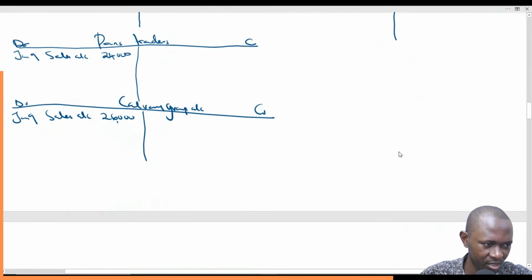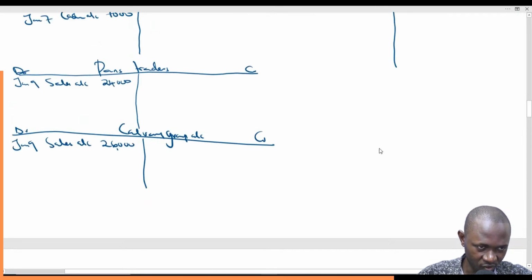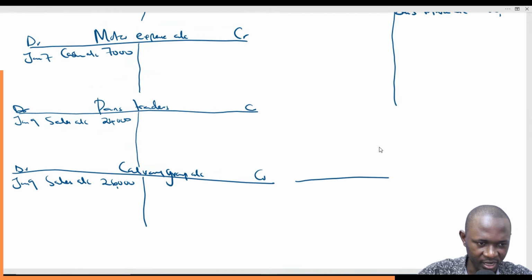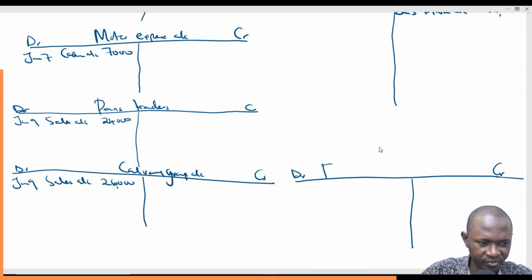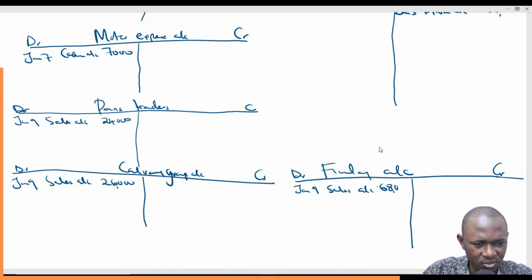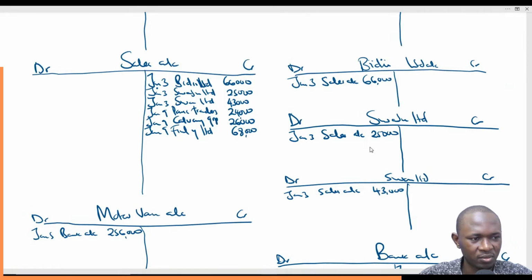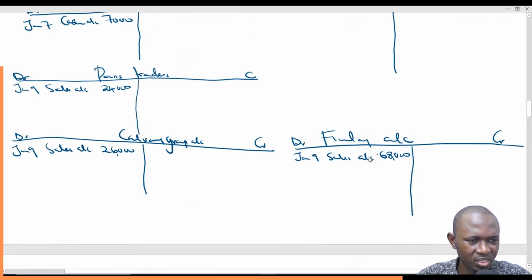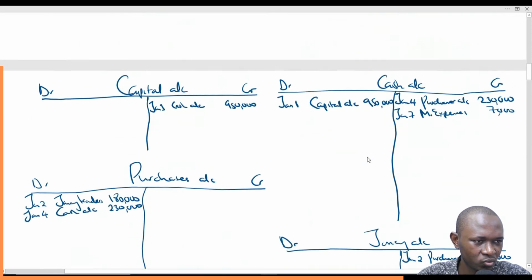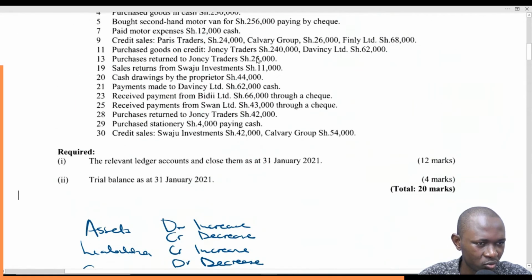Since Finlay doesn't have an account, we'll open one for him. Finlay account 68,000. So credit and debit. Finlay account. How much? These are debtors also. So January 9th, sales account 68,000. Then we come here, sales account, January 68,000. We already have it. Make sure that for every debit there's a credit, and make sure you pass the transactions completely. So that is done. Let's go to purchases.